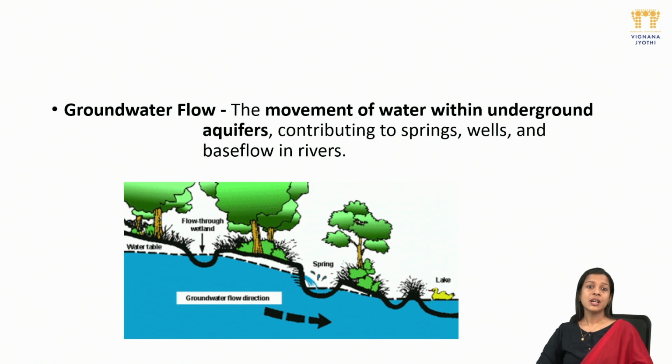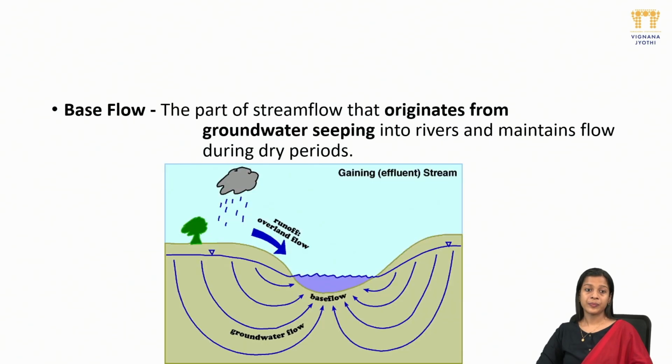The next one is groundwater flow. Groundwater flow is the movement of water through underground aquifers. Groundwater moves slowly beneath the earth's surface and may emerge through springs, wells, or rivers. Groundwater is one of the major sources of drinking and irrigation water.